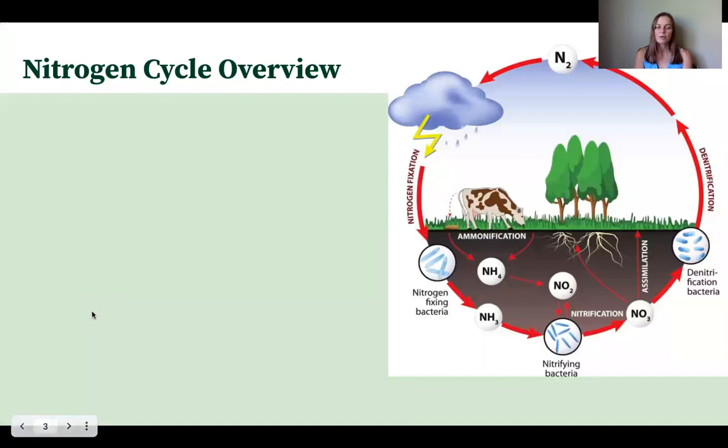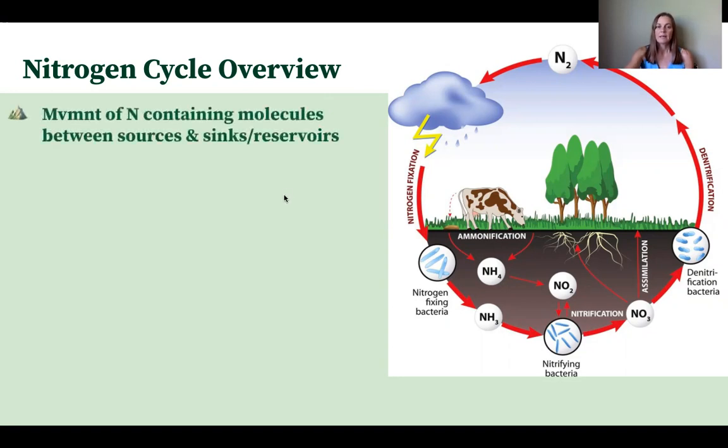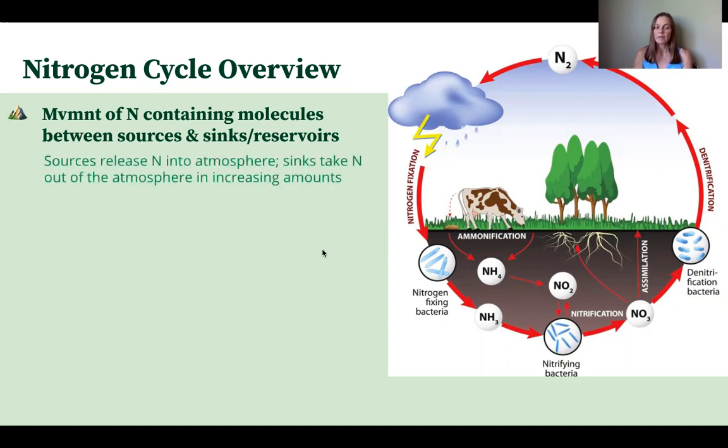All right, so first a quick overview of the nitrogen cycle itself. I'm going to slide myself out of the way here. Okay, so the nitrogen cycle cycles nitrogen through the atmosphere, the earth, and through living things. And it moves just as the carbon cycle does between sources, through sinks, and reservoirs. And there are lots of different steps along the way.